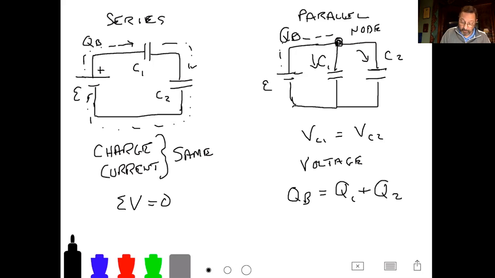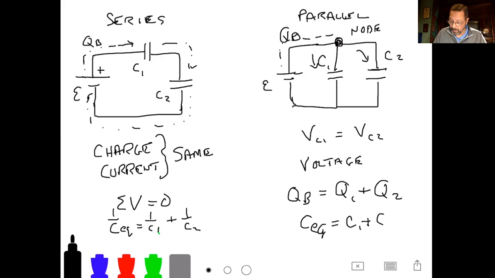Hopefully you remember that if I wanted to find an equivalent capacitor for two that are in series, I better take the reciprocal of each of them: 1 over C1 plus 1 over C2. Whereas for parallel capacitors, the equivalent capacitor, the one single capacitor that can replace the two, is just equal to the sum of the two. That's a quick little review of things we talked about before the break and before the social distancing that we're doing now.